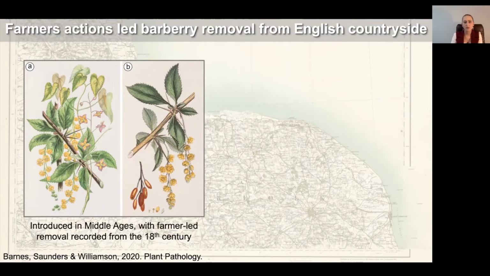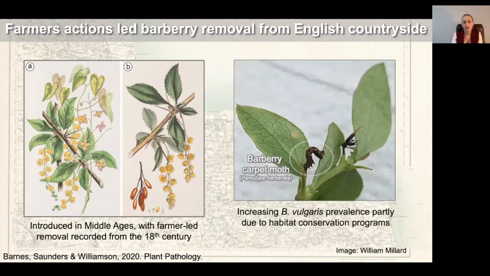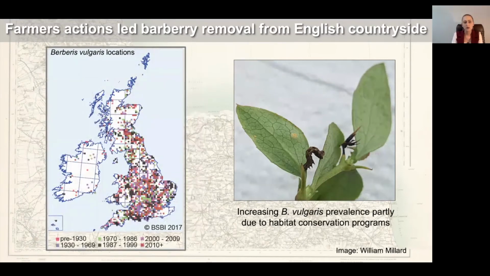In addition, we're seeing a number of conservation programs actively planting these bushes. In particular, Berberis vulgaris is being replanted, which is a very susceptible species of Berberis for wheat stem rust. This is being planted in order to create habitat for an endangered moth species, the Barbary carpet moth. And so all in all, this has created a situation where we have a large number of these Berberis vulgaris plants all across the UK.